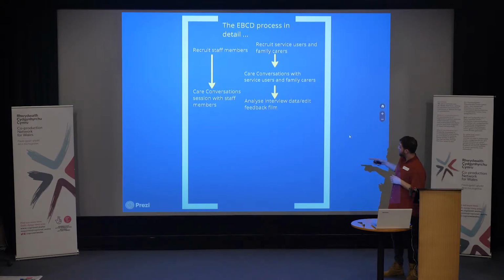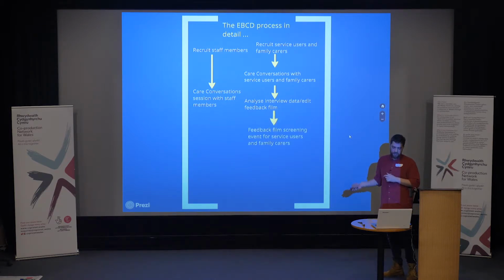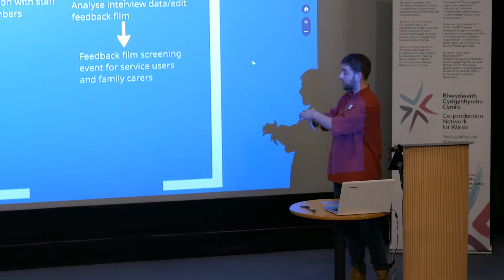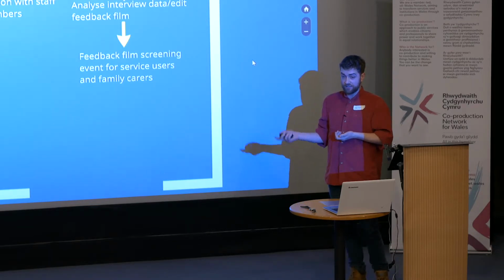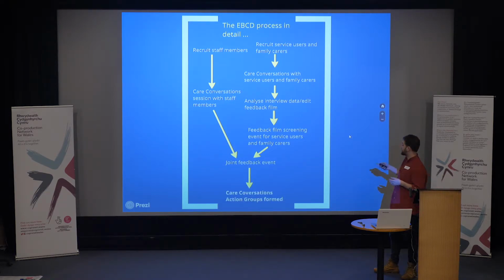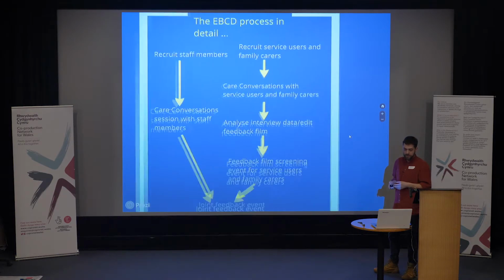Once I've done the interviews with service users and family members, I have to analyse that interview data and edit it into a feedback film. Then I screen that feedback film at a screening event, which the service users and family carers that took part in it are invited to, and we have a dialogue about the feedback in the film, and they identify their priorities for change. Then there's a joint event where the staff that came to their session, the service users and family members all come together in one big group. We watch the film a second time. We explore the different priorities that have been identified by service users and staff, and then they decide on their final priorities and form the action groups out of those.